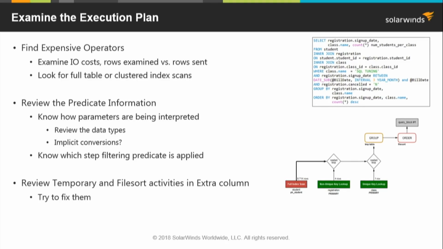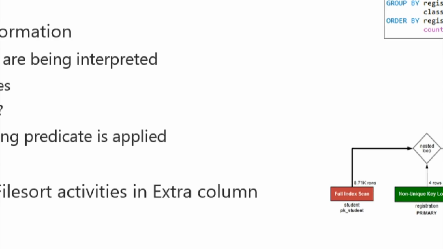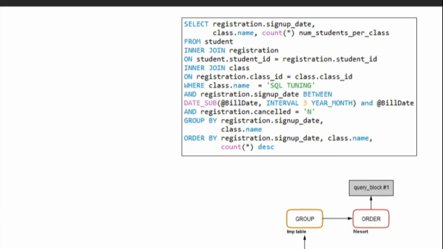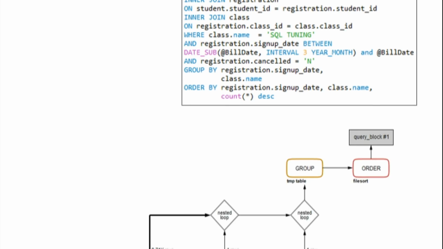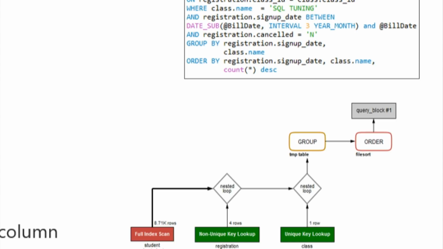And then it's always good to avoid temporary and filesort activities. You'll see this in the Extra column. This is just a quick example of what that looks like. I'm just doing a group by. I'm just counting my number of students. I order by and group by, and sure, it's going to make a temp table, and it's going to throw it into filesort. So if you can avoid that, that'll help as well.